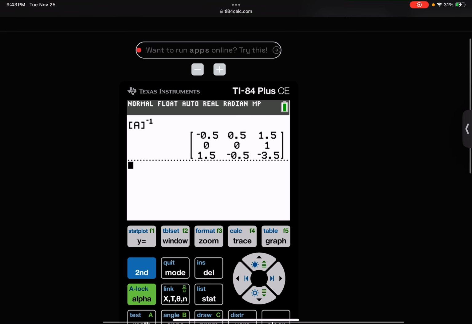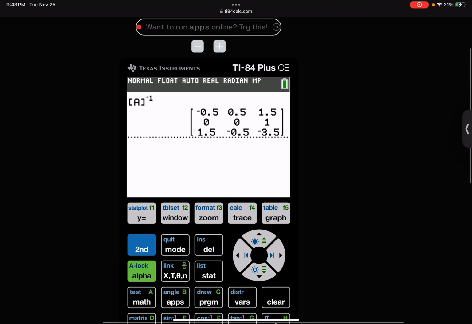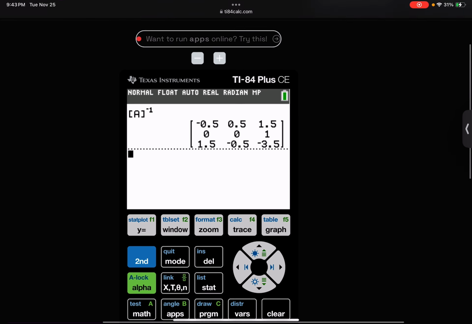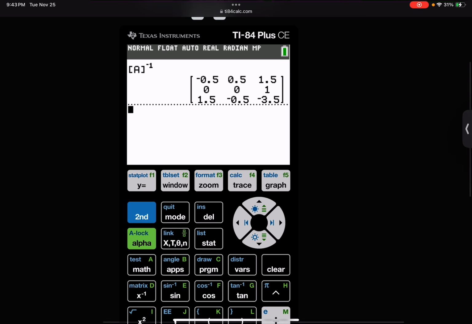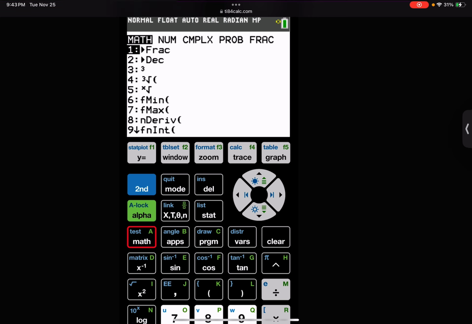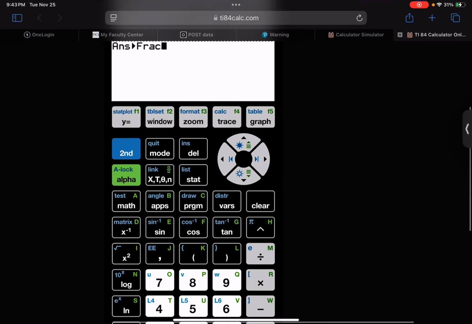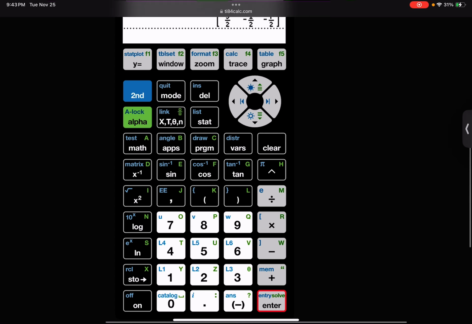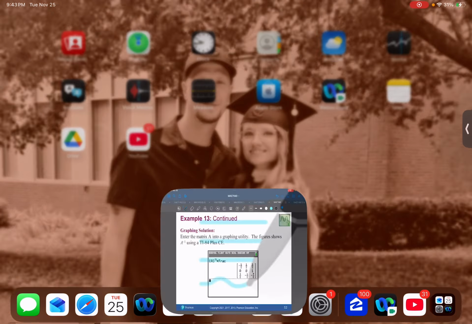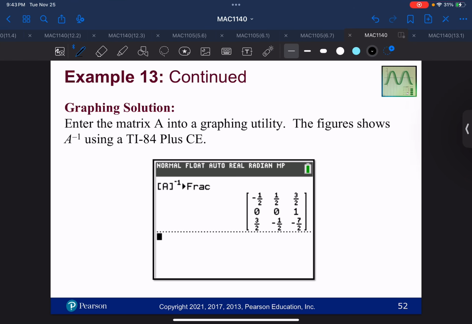Yep. So this will give you the inverse of that matrix so you don't have to do all those calculations, but you need to still know how to do those calculations. So this, and then you can also go to math fraction to put those in fractions for you. Okay, so that is the same thing we got by doing it by hand.